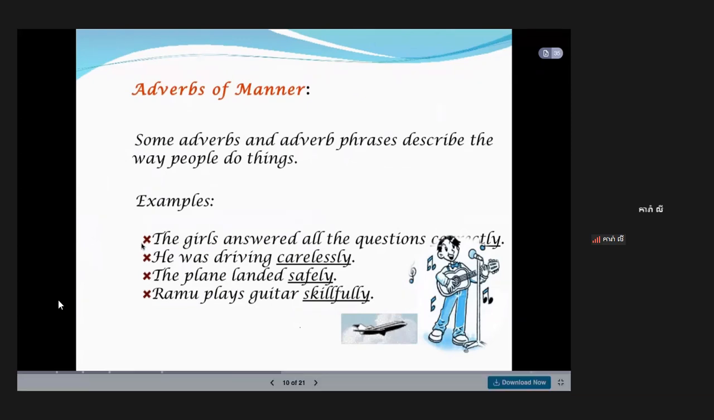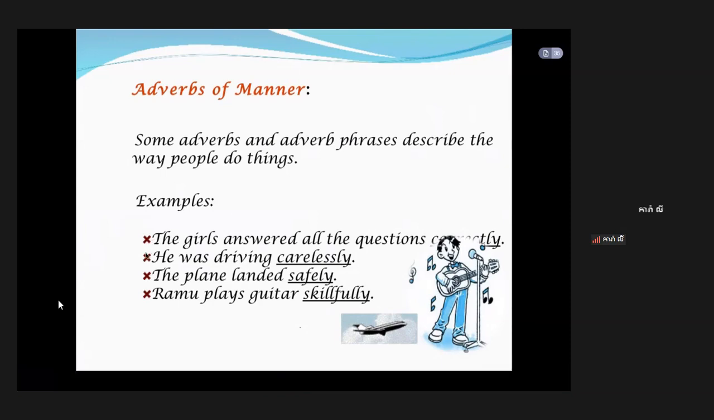The girls answered all the questions correctly. I know this little picture of the boy playing the guitar is right in front of the word, but it says correctly. The next example, he was driving carelessly. Carelessly means he did not care how he was driving. Maybe he was driving fast or dangerous. That is careless.